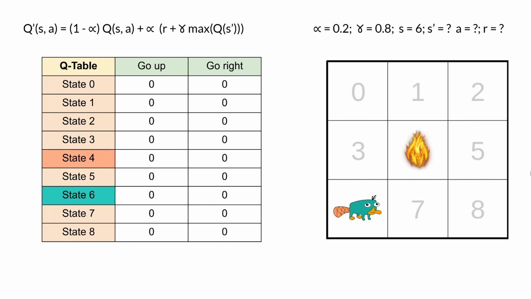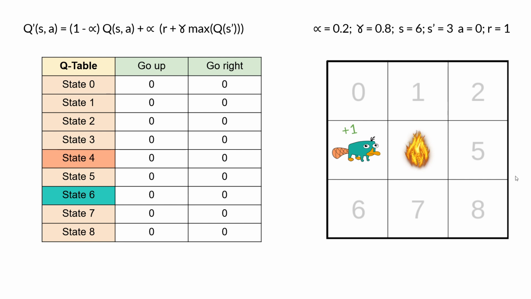So, for example, if we take a look at the environment again and we introduce an agent and some kind of hazard, we could say our alpha would be 0.2, our gamma 0.8, and our agent is currently in state 6. We don't know the next state, nor the action and the reward. So for example, we choose an action based on the Q-values, but because they're both 0, we choose a random one, for example, upwards.